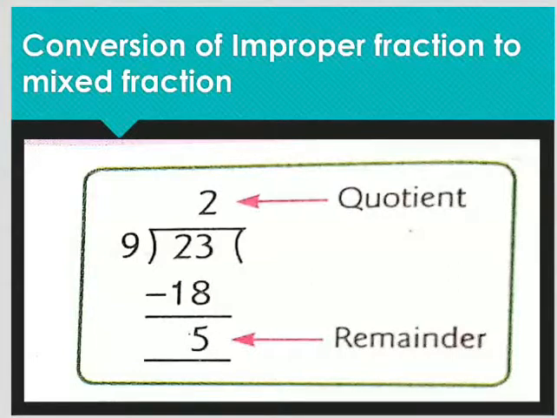Then the very important thing: how are you going to convert an improper fraction to a mixed fraction? It is very simple. Just divide the numerator by the denominator. You will get one quotient, one remainder and one divisor. Write it in the form of Q, which is the whole number, R, which is the numerator, and D, which is the divisor. So the answer is 2 5 by 9. In the same way, you can take any improper fraction and convert it into a mixed fraction.